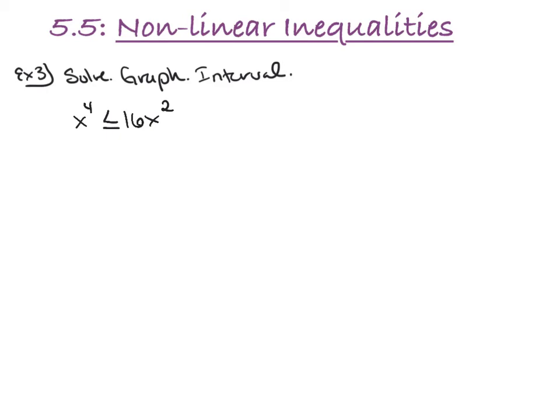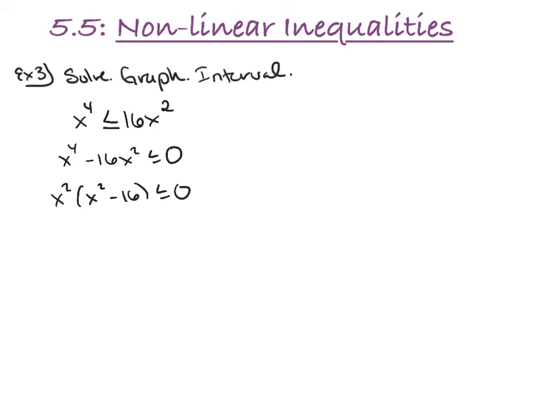It's not factored for us. Well, we can get it there. So let's get 0 on one side. So x to the fourth minus 16x squared is less than or equal to 0. Factor out the GCF of x squared, leaving us with x squared minus 16.